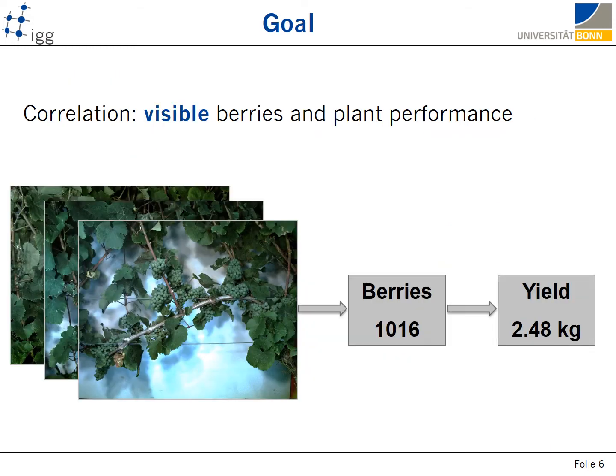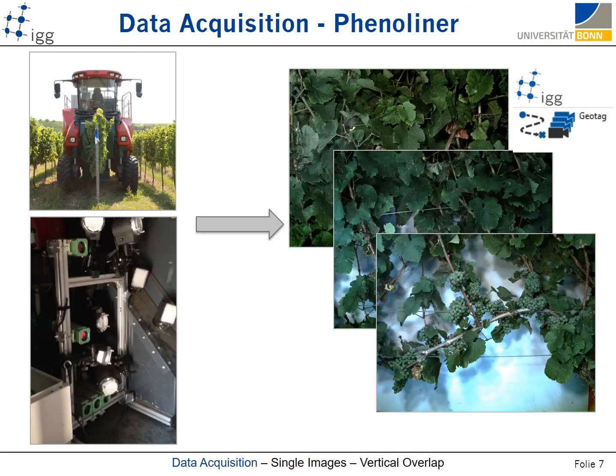Our goal is the correlation between the number of visible berries and the plant performance. One example could be the correlation of the number of visible berries with the expected yield.